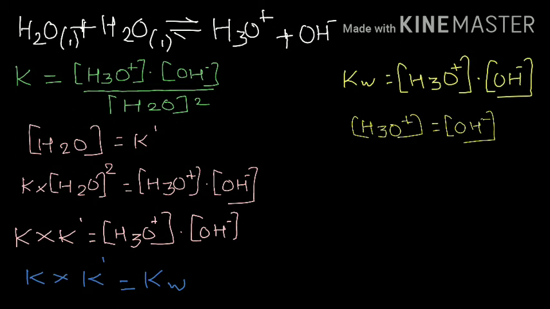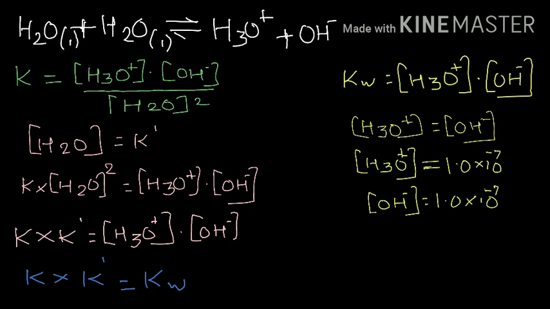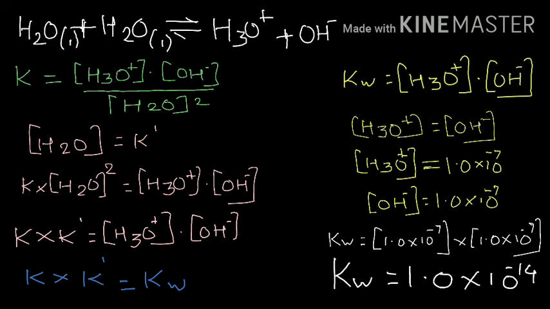The value which was estimated was about 1.0 into 10 raised to minus 7. So what you will do here is substitute the value: Kw is equal to 1.0 into 10 raised to minus 7 times 1.0 into 10 raised to minus 7. On multiplication you will get 1.0 into 10 raised to minus 14. So this is the ionic product of water.